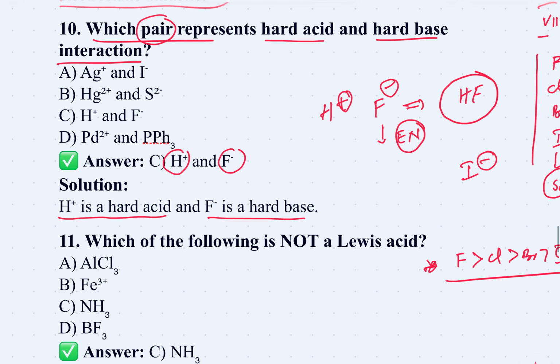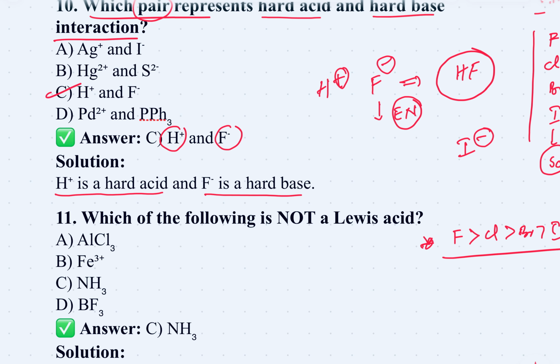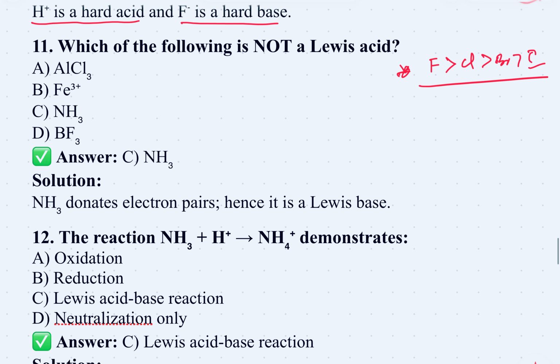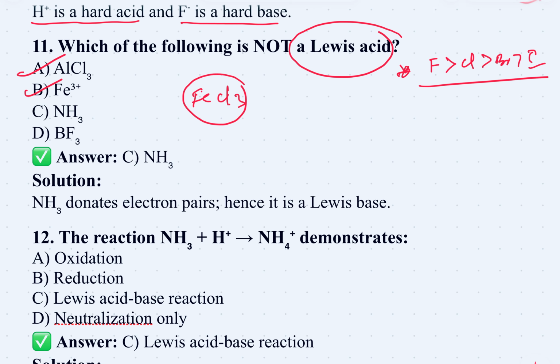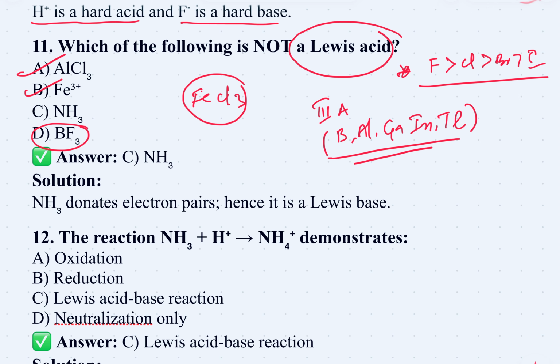Next question is, so what is your answer? Yeah. See, which of the following is not a Lewis acid? Very, very important. See, AlCl3 is a Lewis acid, right? Fe plus 3, FeCl3. This also acts as a Lewis acid, right? BF3 is also a Lewis acid. Just now I informed you that. Third A group elements: boron, aluminium, gallium, indium, thallium. These are all 13th group elements, third A group elements. Aluminum is there, boron is there. So both are. So iron, Fe plus 3, is also a Lewis acid.